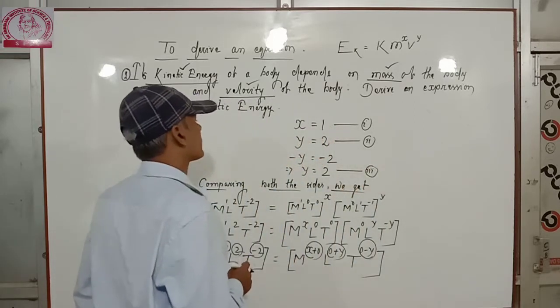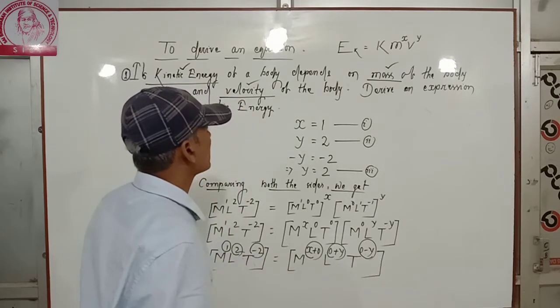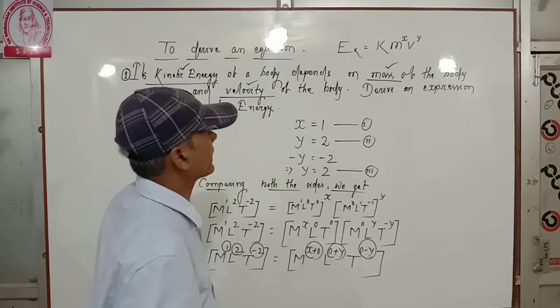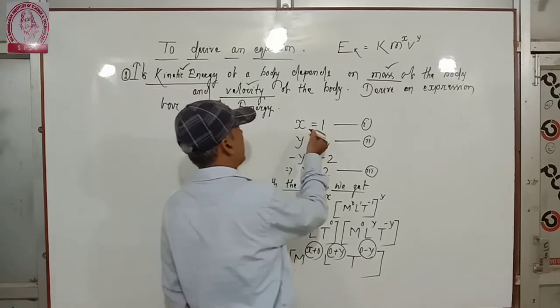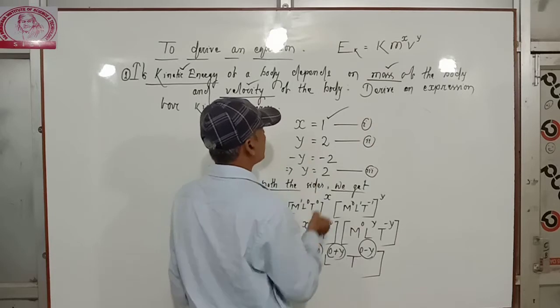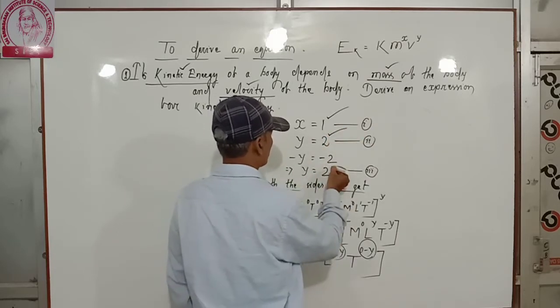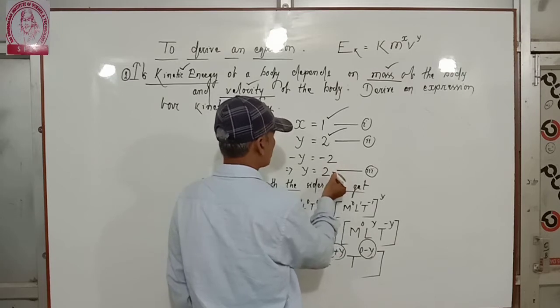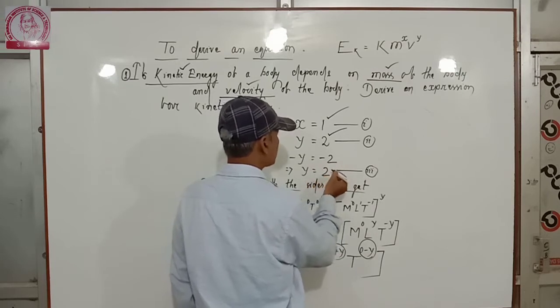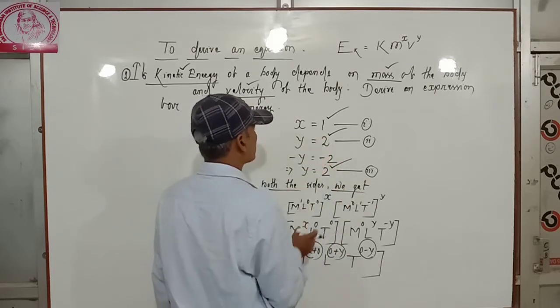Now, from these three equations, it is clear that the value of x is 1, the value of y is 2. In third equation also, the value of y is 2. That means x is 1, y is 2.